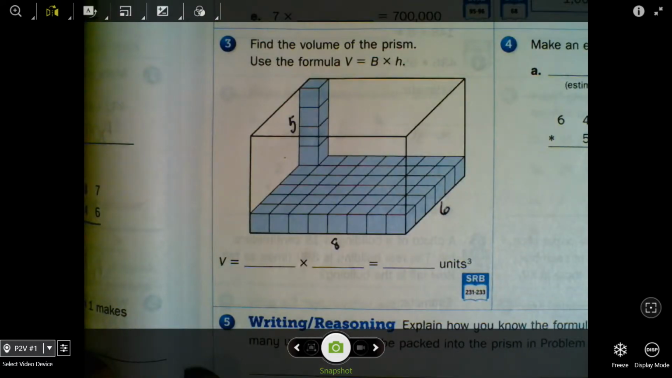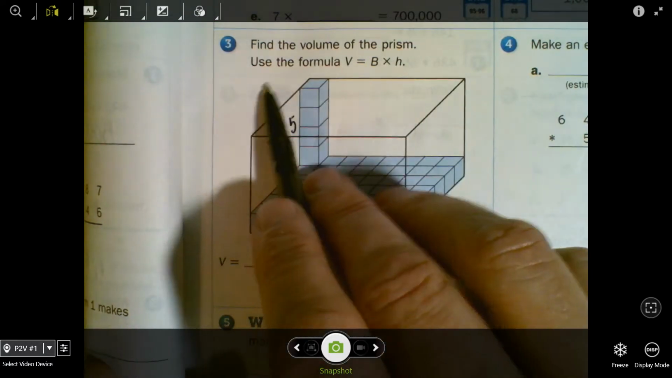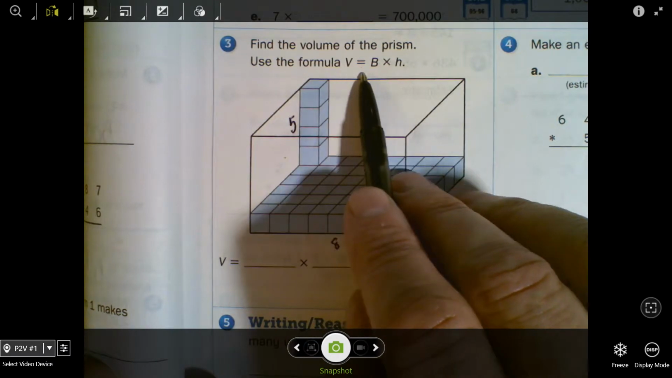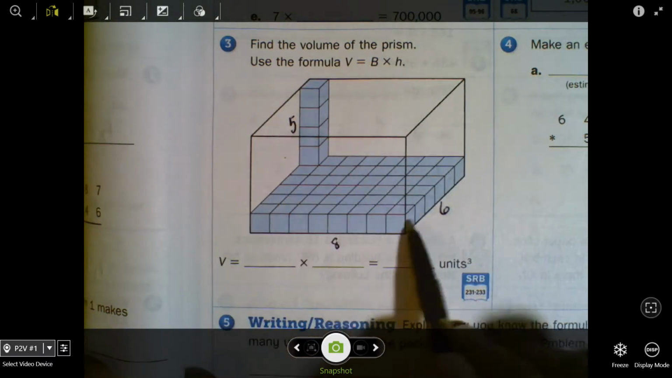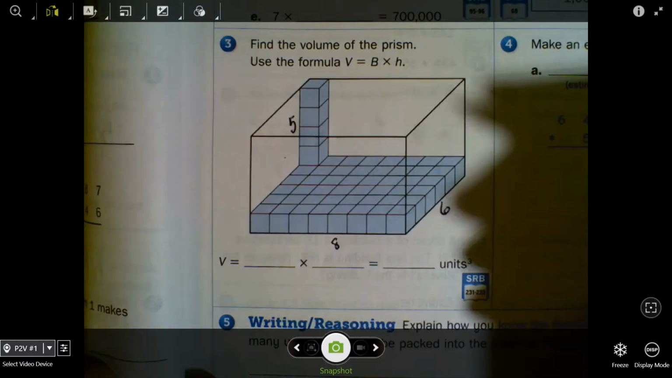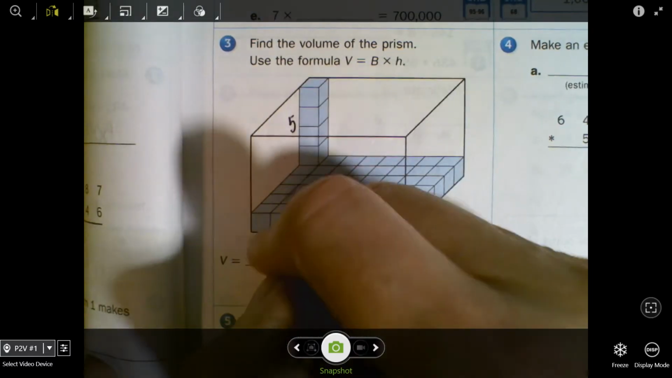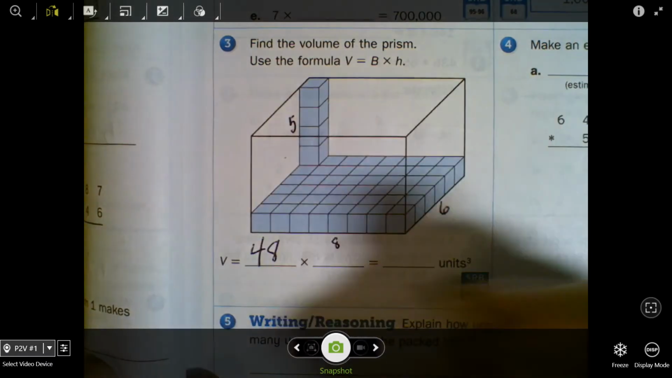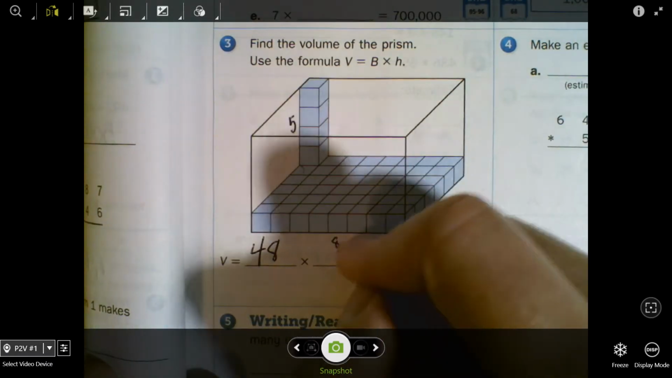Number 3, find the volume of the prism. Use the formula volume equals base times height. So I got to find my base first. It's 8 by 6, and 8 times 6 is 48. And I'm going to multiply that times a height of 5.